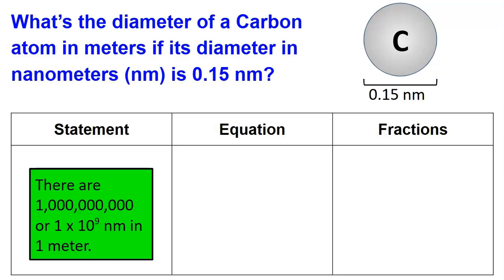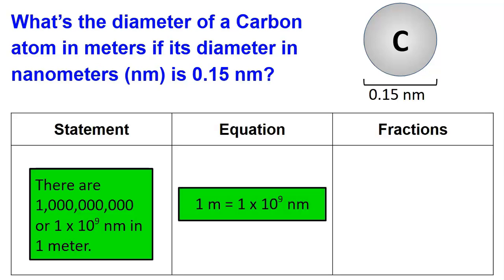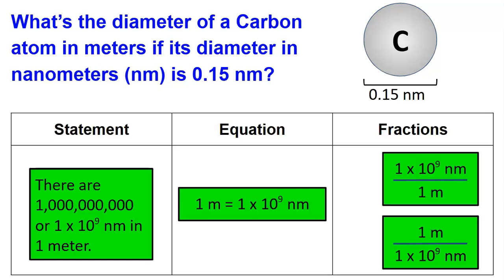What would this conversion factor look like as an equation and as fractions? The equation could be 1 meter is equal to 1 times 10 to the 9 nanometers. And again, there will be two fractions, 1 times 10 to the 9 nanometers over a meter, or 1 meter over 1 times 10 to the 9 nanometers. The one of these that we use will depend on our conversion.